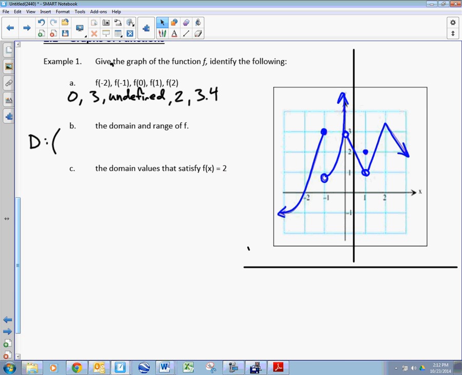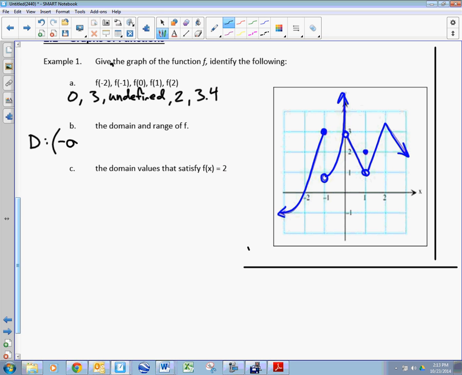Does it cross here? Here? Yeah. So everywhere except for 0. So -infinity to 0, and then union with 0 to infinity. So that way I've excluded the value 0. 0 is excluded from the domain.